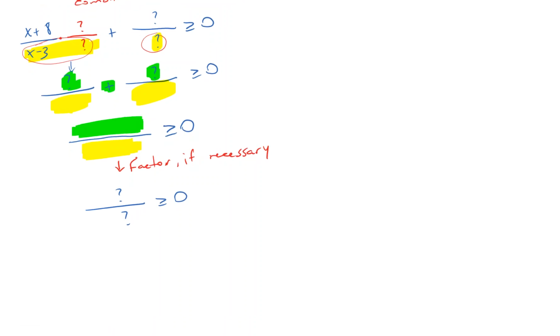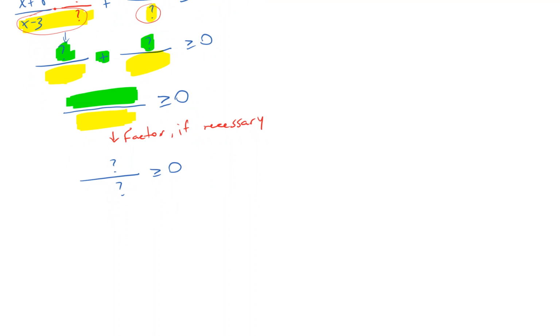Alright, just to give you a hint, what you should have at this point is something squared over one factor times a binomial. Okay, so it should look something like that.